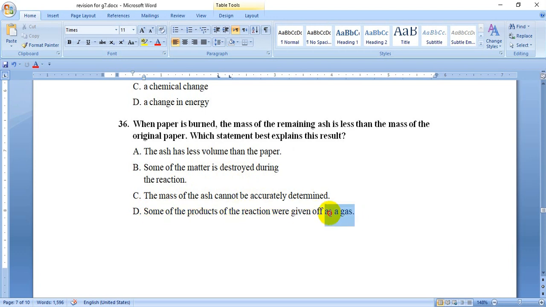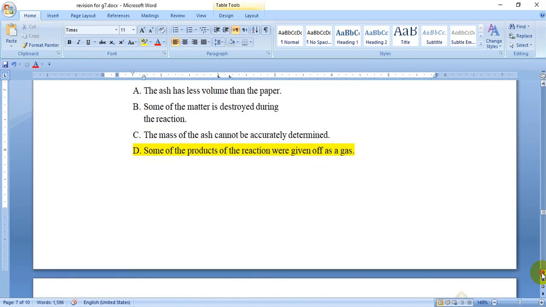Yes, the answer is letter D, because it's true that carbon dioxide and gases are given off, and they have mass also. So the mass of the gas given off and the mass of the ash, both of them together, equal the mass of the paper before burning. And this again means the law of conservation of mass.